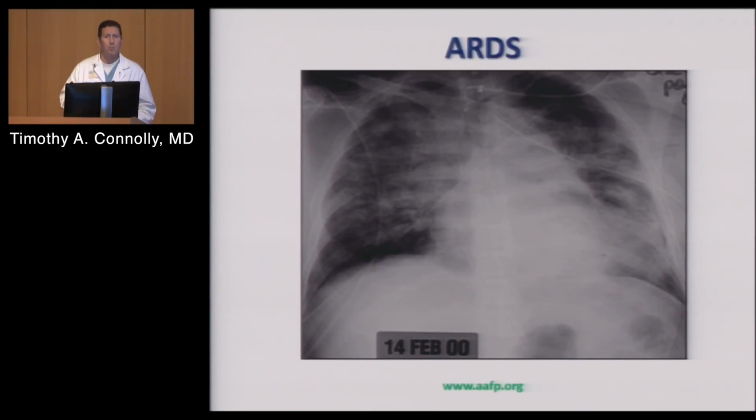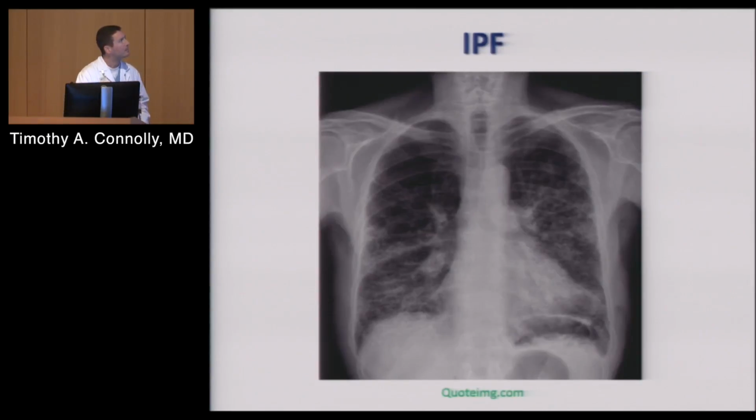ARDS can look almost identical. Usually they'll have a tube down their throat, but the reality is ARDS is pulmonary edema as well. It's just non-cardiogenic pulmonary edema. You usually won't get the cephalization of vessels, but you will get that bat wing appearance, just haziness that looks like something bad has happened.